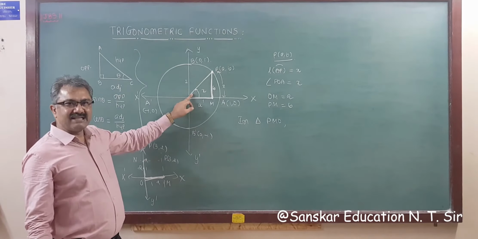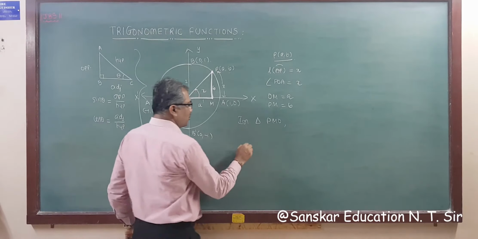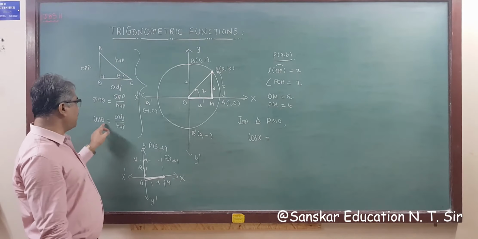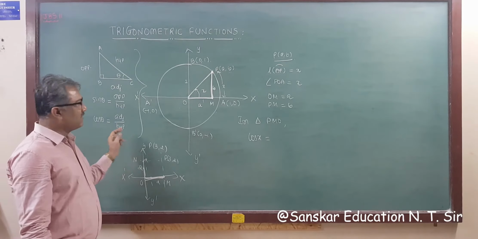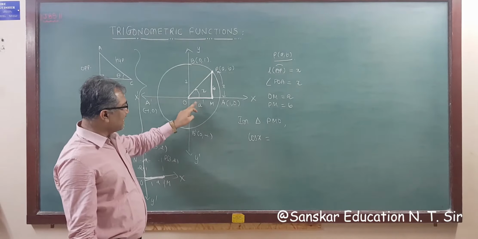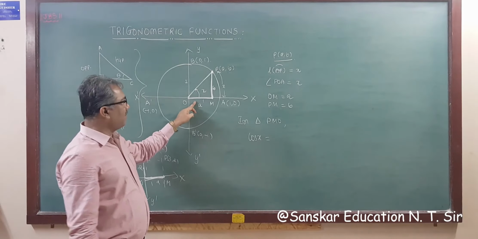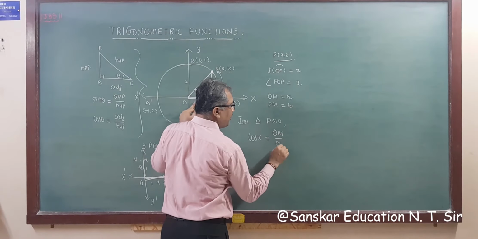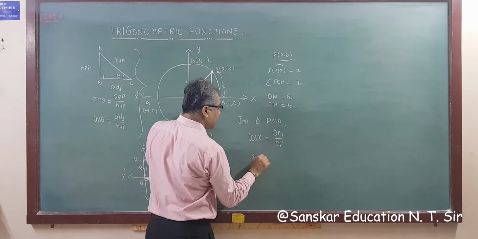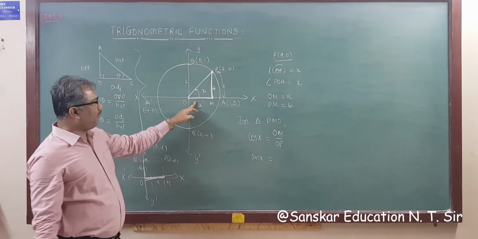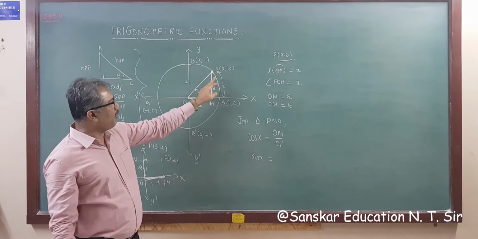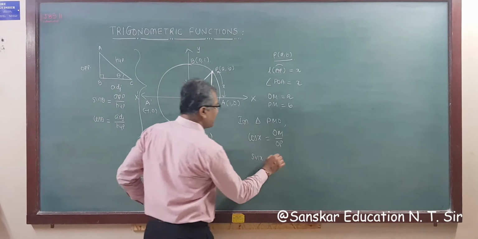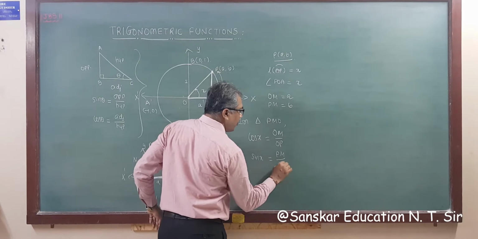we define this as our angle x, so cos x is equal to, as you know, adjacent upon hypotenuse. For this angle, the adjacent side is OM, upon hypotenuse OP. So cos x is OM upon OP, and sin x is equal to opposite, which with respect to this angle is PM, and the hypotenuse is obviously OP. So this is PM upon OP.